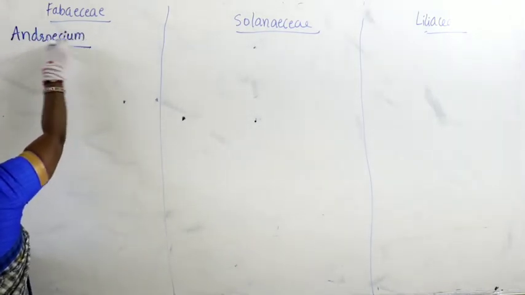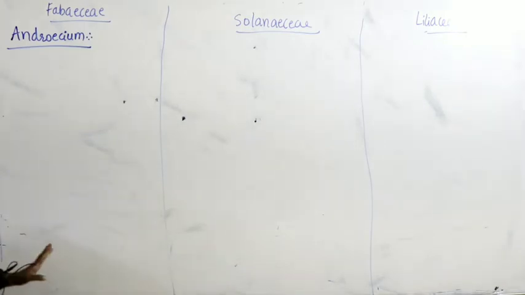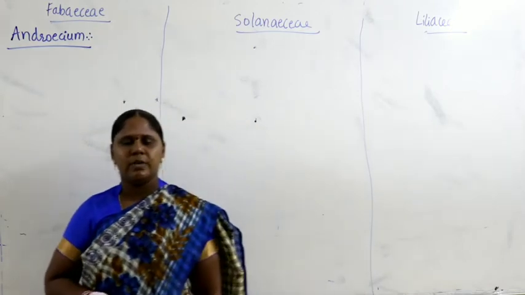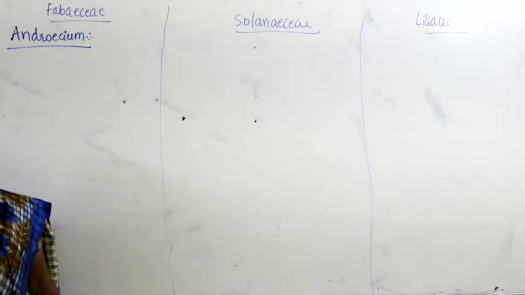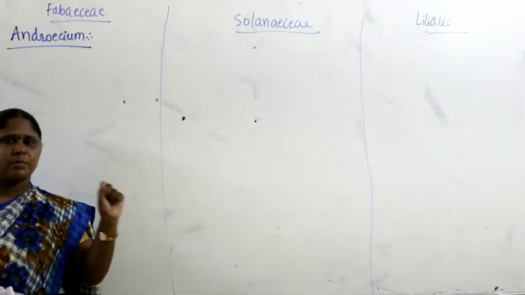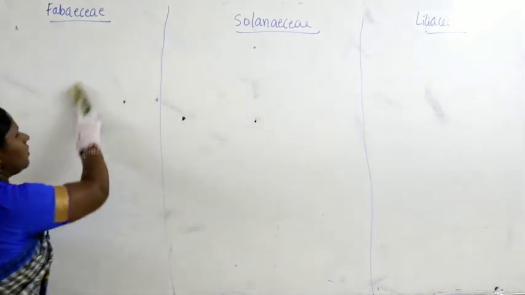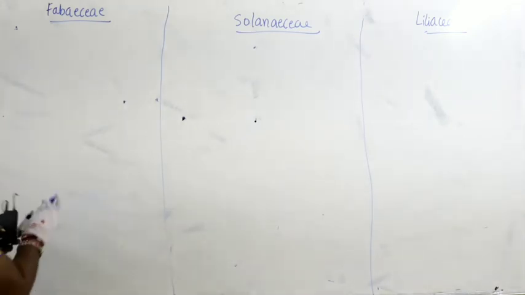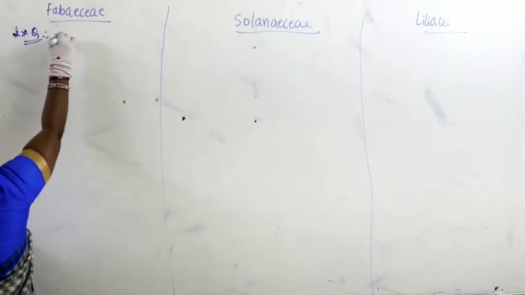Let us continue our discussion with androecium. So we have three categories: Fabaceae, Solanaceae, as well as we find Liliaceae. In these three families, now we completed calyx and corolla. I hope you have to remember about corolla. Corolla is very important. So what you have to remember about corolla? Every time we have the possibility of getting the question. So the question itself is from corolla.